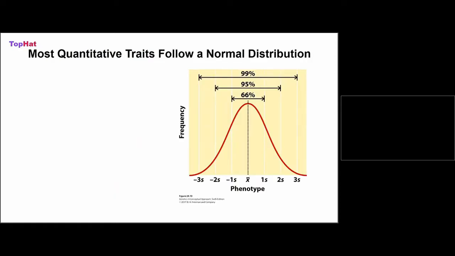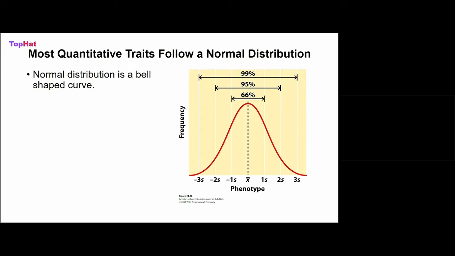Okay, we're going to assume that most quantitative traits follow a normal distribution. So hopefully this looks a little bit familiar. It has a tiny bit of statistics, hopefully over time. So this is the mean in the center, or the average, right? So a normal distribution is the bell-shaped curve with the average in the center. Okay?